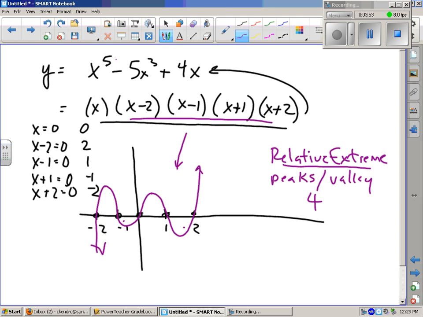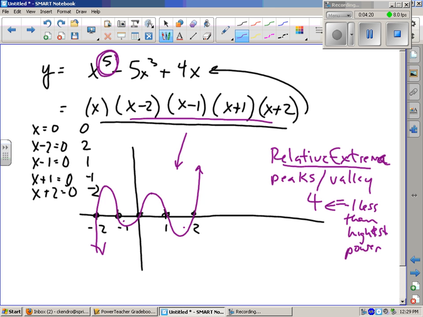And if you notice up here, the highest power is 5. The most relative extrema you can have is 1 less than the highest power. That's the most you can have. You can have fewer, but you can't have more than that. 1 less than the highest power.